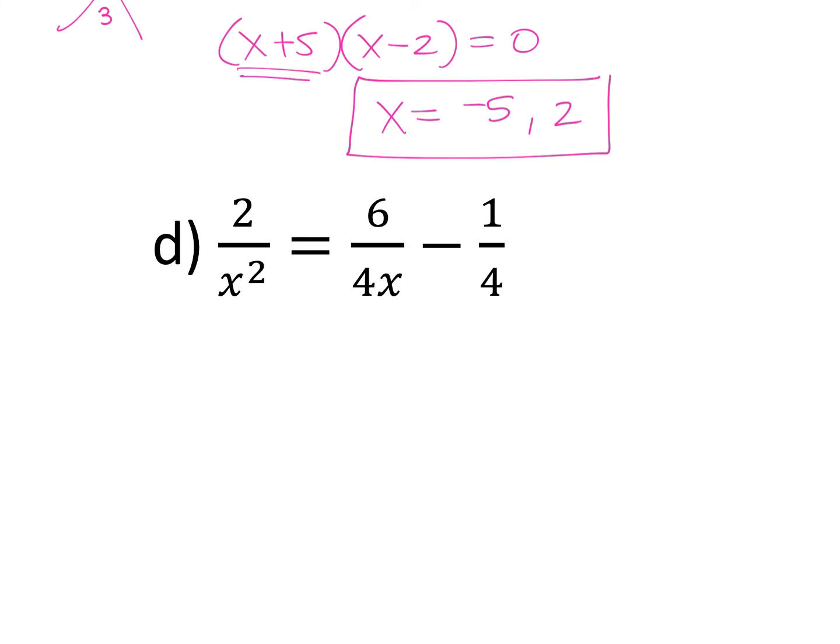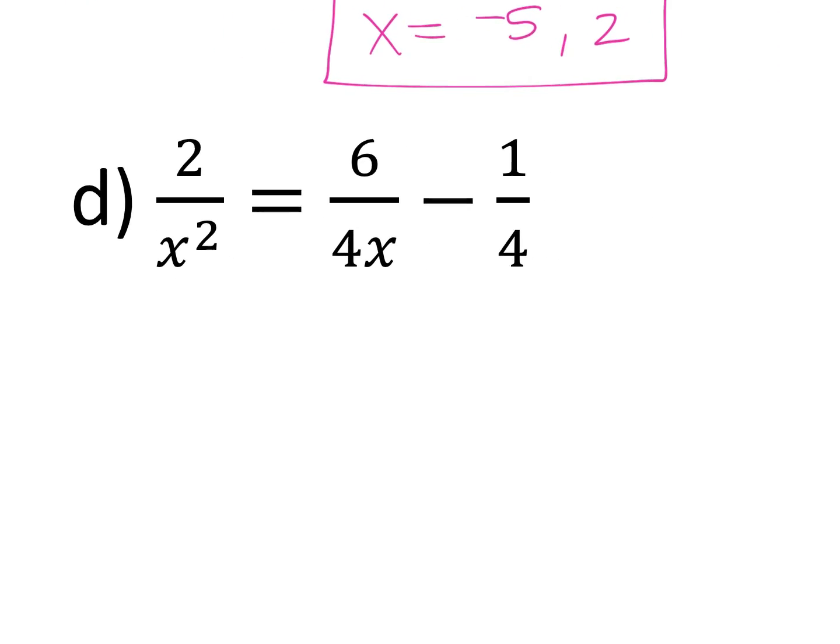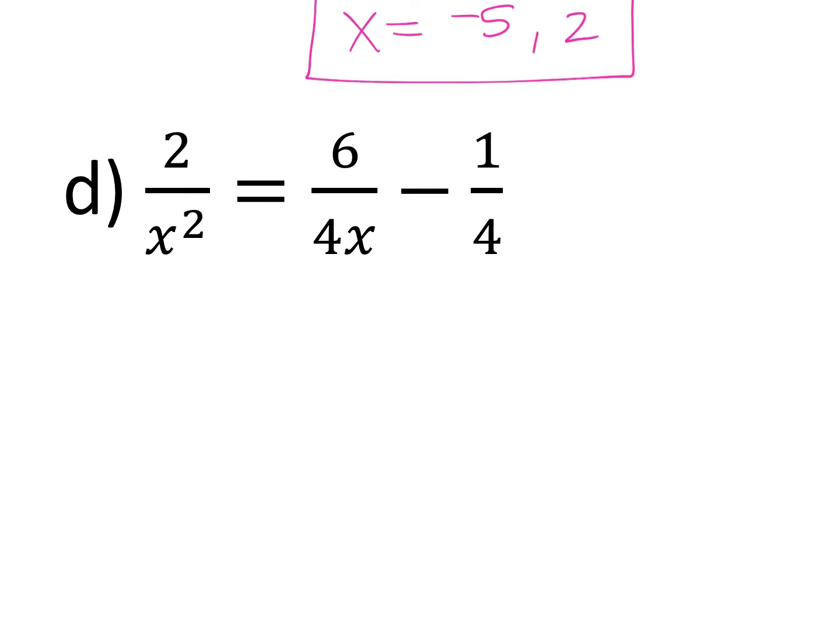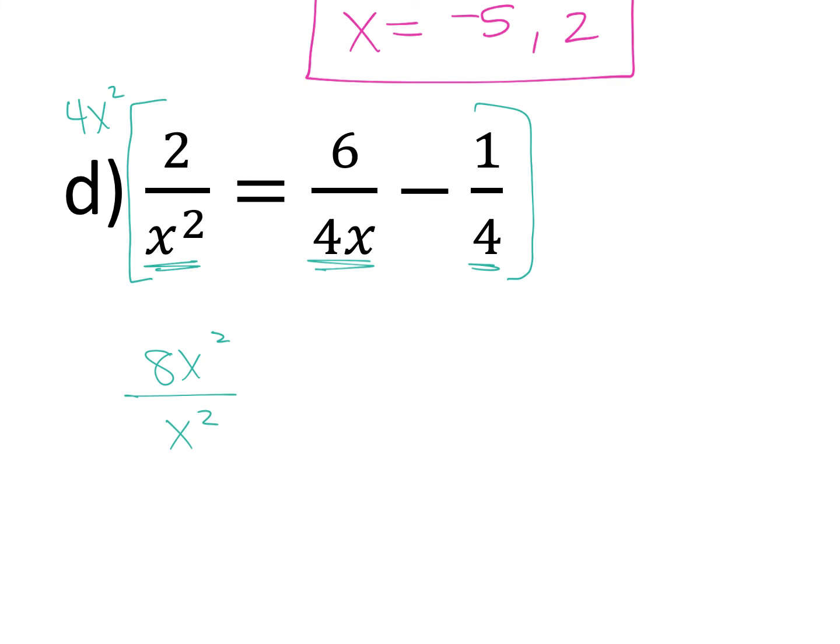What did you get? Negative 2. I think it might be 2 and 4. Yep, 2 and 4. Did you get that? Okay, let's take a look. What's your LCD? If you're taking x squared, 4x, and 4 and trying to find the least common denominator that you can, that would be 4x squared, right? So you're multiplying everything by 4x squared.